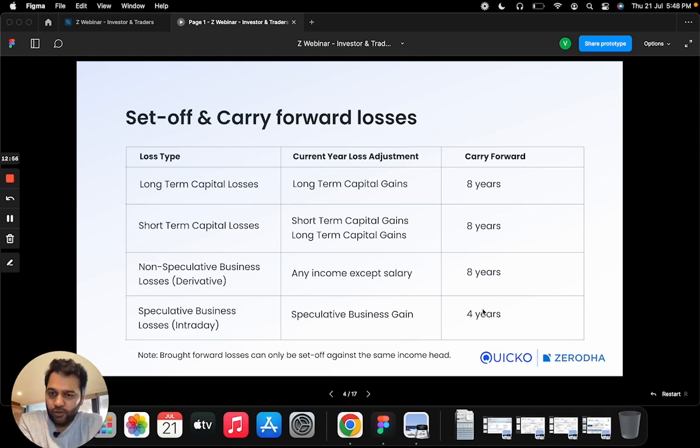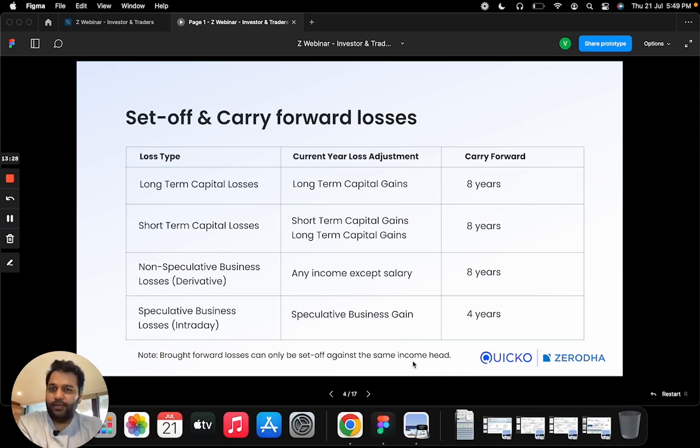So if you have incurred losses in the past financial year, you can bring them forward into the current year and set them off against gains or incomes from this current year, right? However, a very important rule to remember is that brought forward losses can only be set off against the same income head. Now, this is something a lot of customers get confused about. It's primarily because they are losses from previous years, and for some reason the income tax department does not allow them to be set off against other income heads.